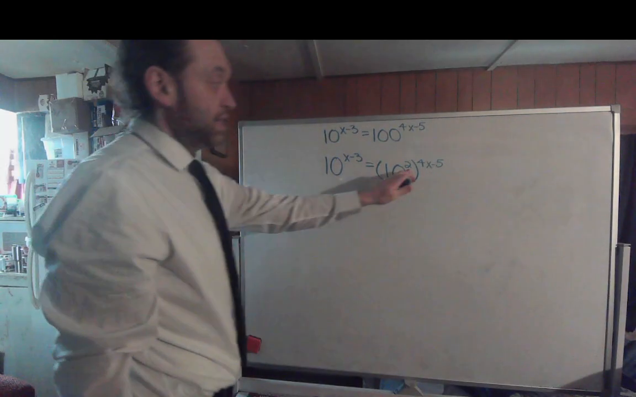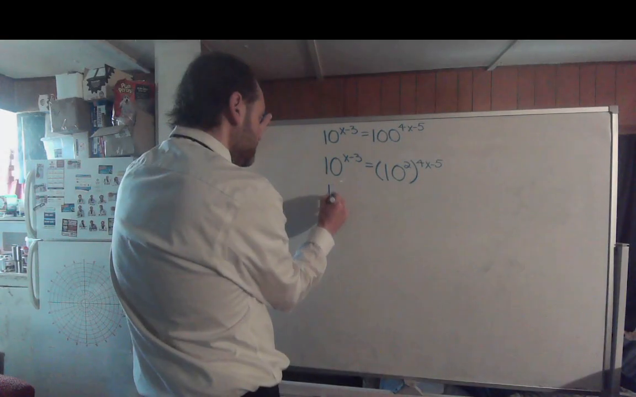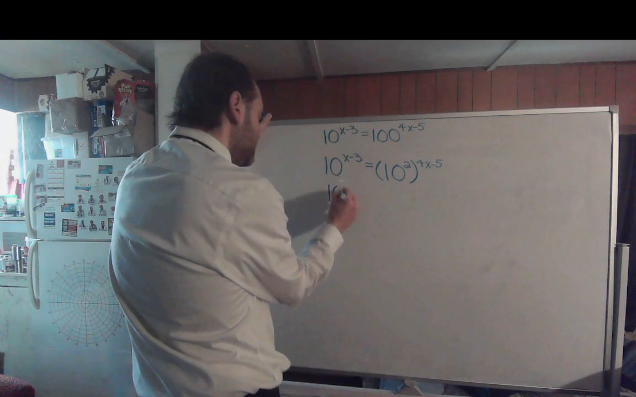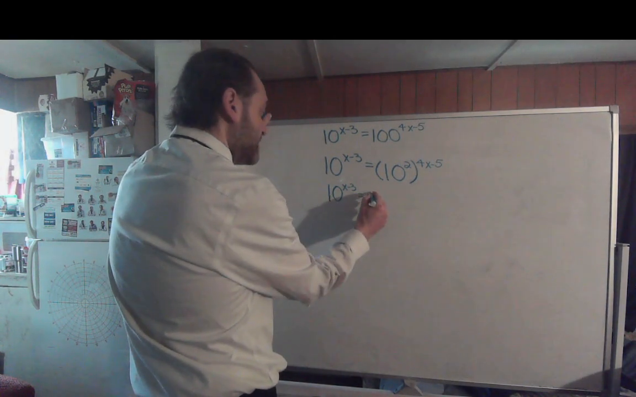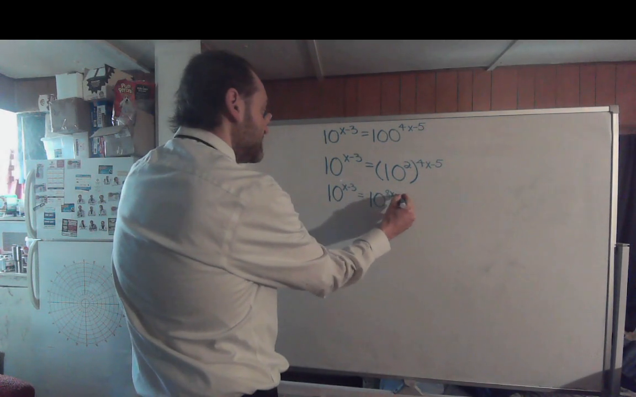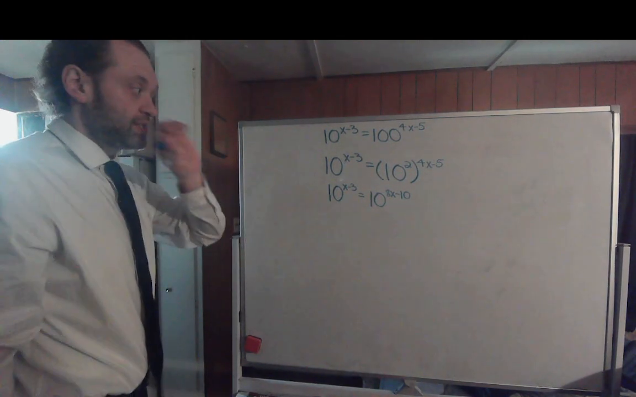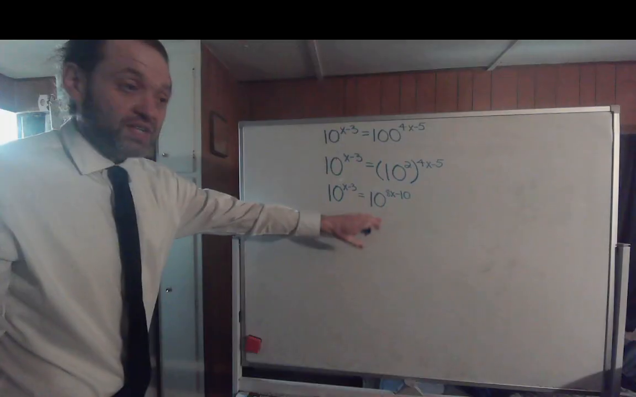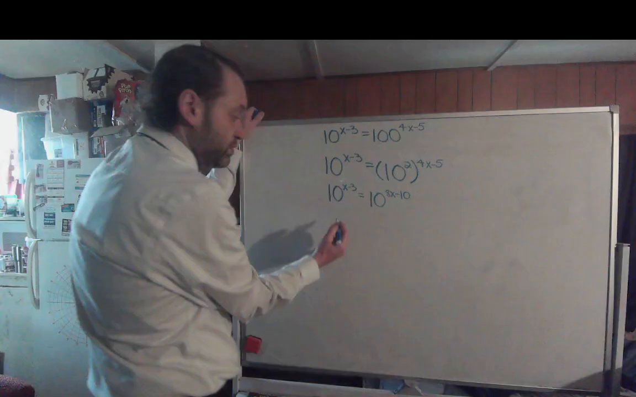And now on the right side, you have a power to a power, which is going to make this a lot easier. So then this turns into 10 to the x minus 3 power would equal 10 to the 8x minus 10 power. Now what do you know? You got the same bases. If the bases are the same, which was our goal, all you have to do is take the exponents and set them equal to each other.